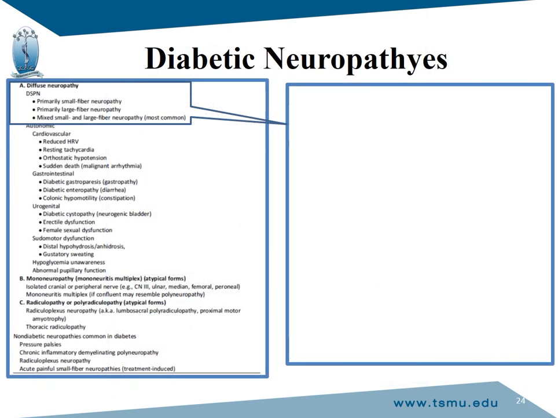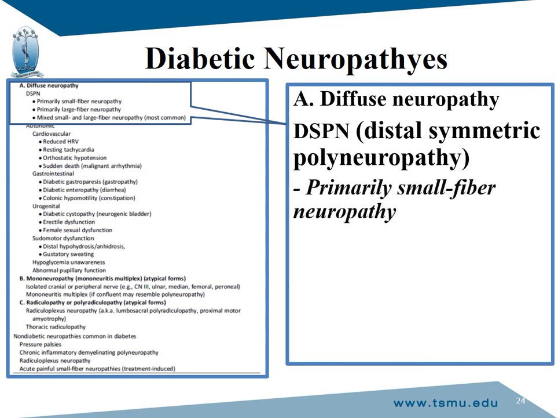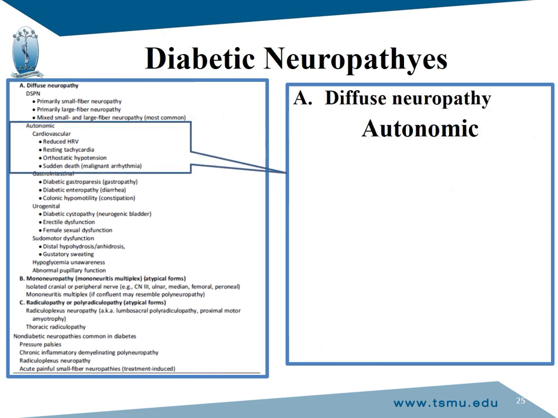So, diabetic neuropathy. The first is the so-called diffuse neuropathy, DSPN, distal symmetric polyneuropathy. It's a primary small fiber neuropathy, a primary large fiber neuropathy, and also a mixed small and large fiber neuropathy. It's the most common. The next is the so-called autonomic neuropathy. Also, it's a manifestation of diffuse neuropathy.